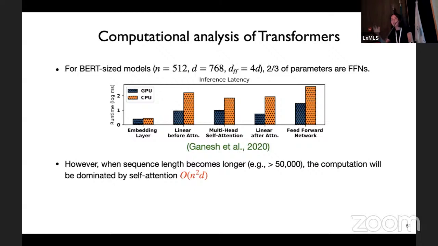So there is a lot of pruning work or model compression work that has been trying to speed up these models. But the feed-forward layers are actually even slower than the multi-head attention layers.